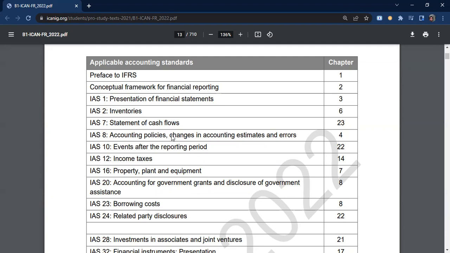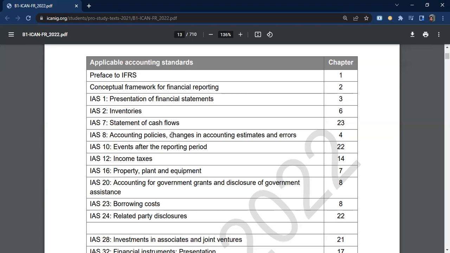So all these standards: IAS 1, IAS 2, IAS 7, IAS 8, and IAS 16. Everybody listening to me now, I know you are all aware of this, because these are at foundation level, meaning you could have learned them. That's why they are giving you the exemption.